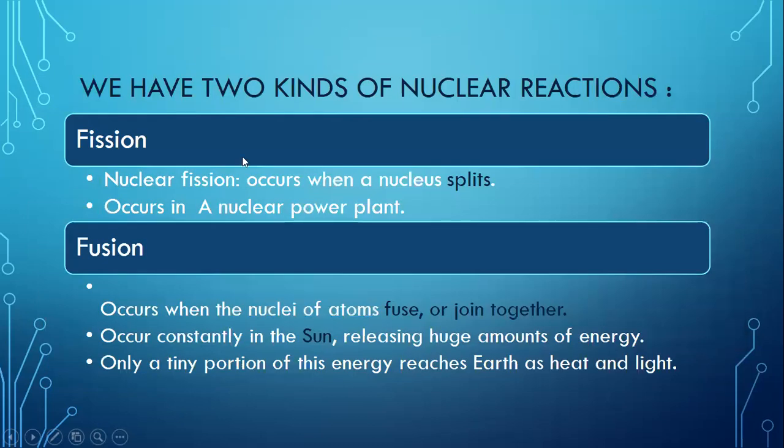Nuclear fission occurs when the nucleus splits or breaks down, and that occurs in a nuclear power plant. The other one is fusion, and fusion occurs when the nuclei of atoms, and nuclei here is plural, so we have more than one nucleus, fuse or join together. It occurs constantly in the sun. It cannot happen directly on earth because it releases an enormous amount of energy, guys. So only a tiny portion of this fusion energy reaches the earth, as heat or light coming from the sun.